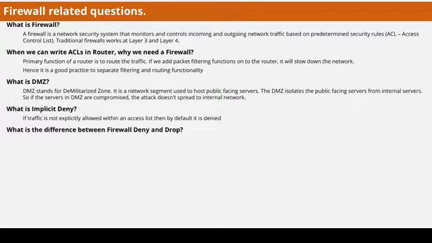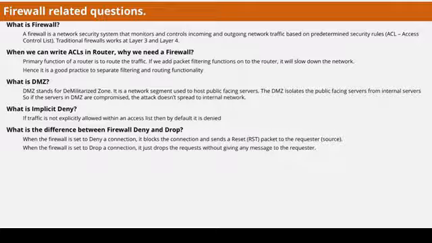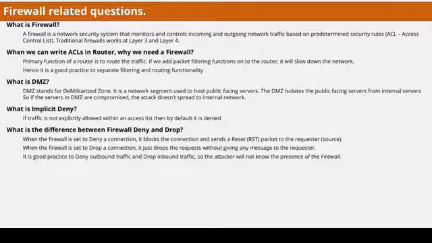What is the difference between firewall deny and a drop? When a firewall is set to deny a connection, it blocks the connection and sends a reset packet to the requester. When a firewall is set to drop a connection, it just drops the request without giving any message to the requester. It is a good practice to deny outbound traffic and drop inbound traffic, so the attacker in the internet will not know the presence of the firewall.